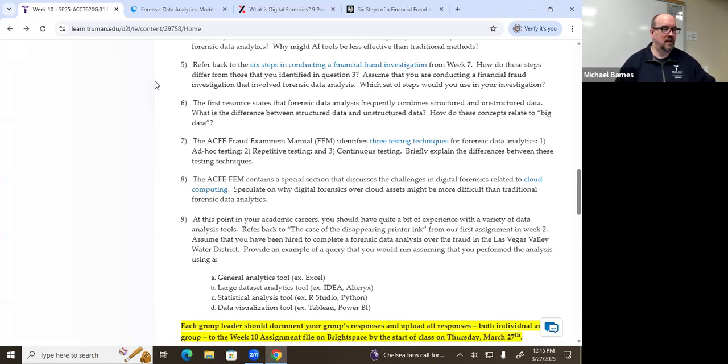All right, first resource states that forensic data analysis frequently combines structured and unstructured data. What is the difference between these two? Back to you, Holden. What's structured and unstructured data? We said structured data is organized and stored in databases or spreadsheets or statements, while unstructured is just information in various forms.